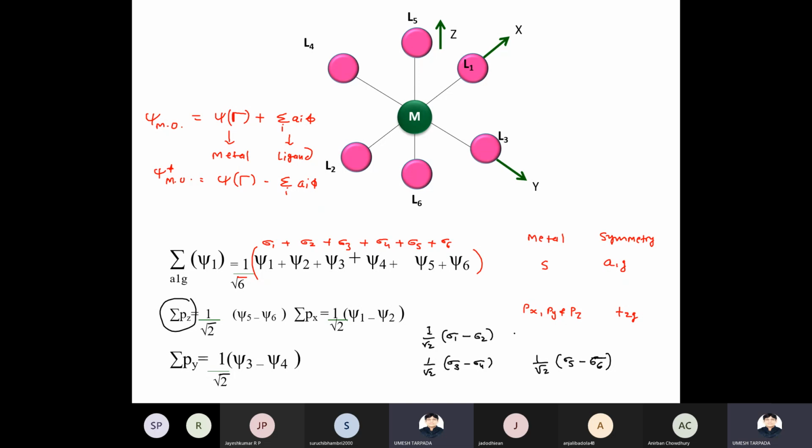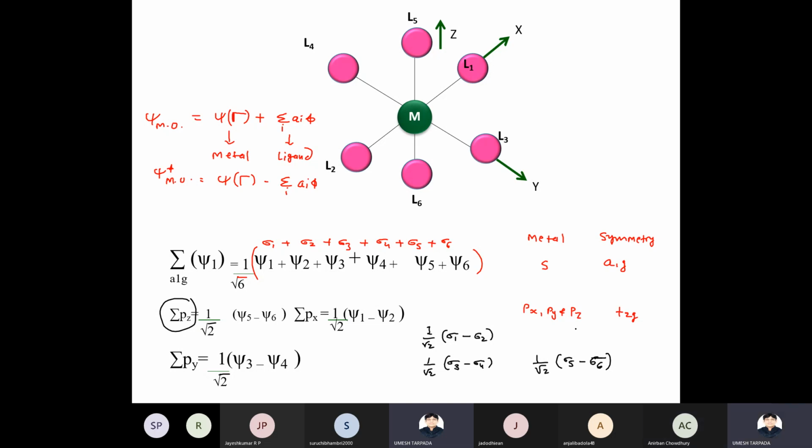You know very well how the p orbital gets transformed. The p orbital is transformed into a different set of orbitals. The Px, Py and Pz orbitals possess transformation properties, that is, they transform into a set of orbitals that is called the T2G set. So this is the case for sigma bonding.